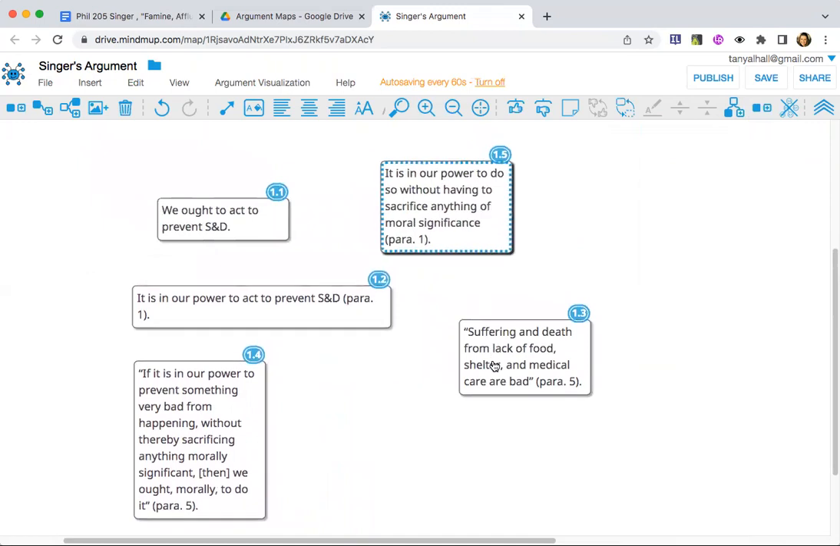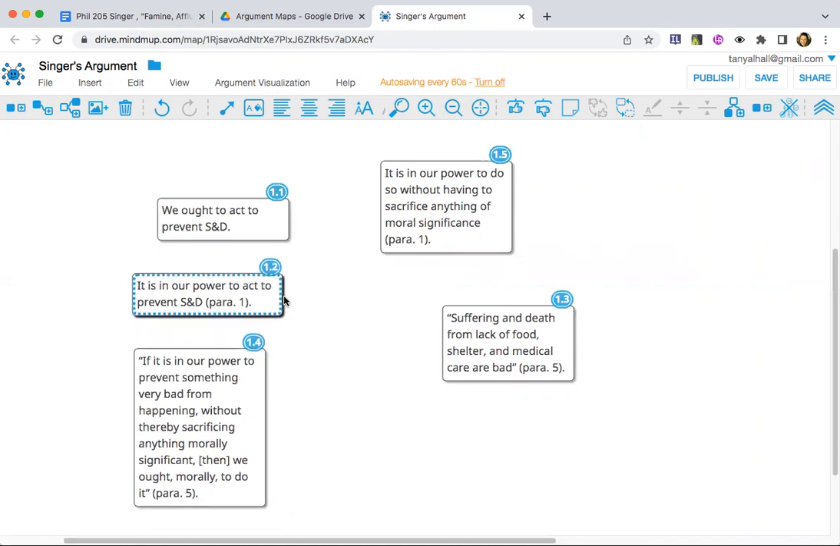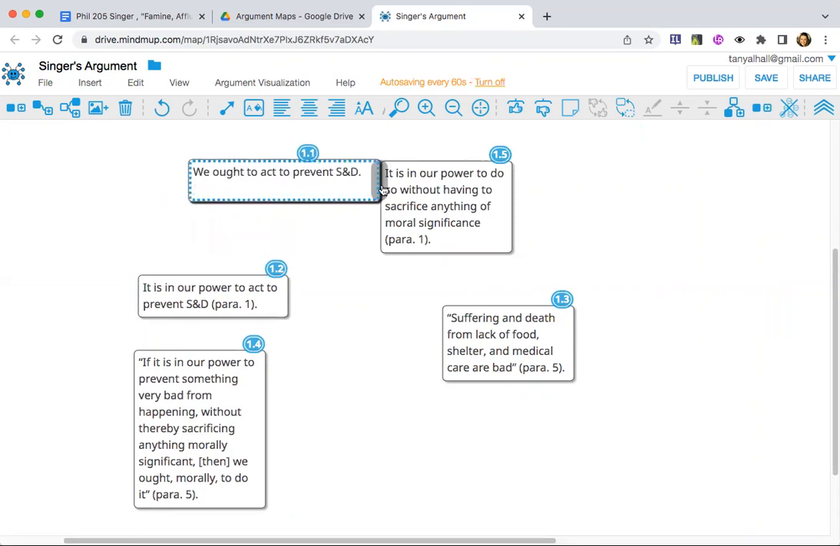All right, here are my boxes. All I did was copy and paste, and now I need to rearrange them. And also, you can resize them if it's weird that there is one thing hanging over. Okay, so where is the conclusion? We ought to act to prevent suffering and death. This is our conclusion. How should we map it?